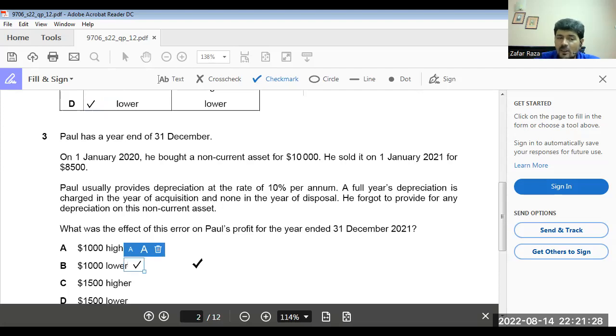Why? Because it was supposed to be lowered by 500 only in 2021, just because we are selling, we are not calculating depreciation. But because we forgot to take the depreciation in year one, so it means the loss this time would be 1500. So this year's profit 2021 is lowered by 1000.